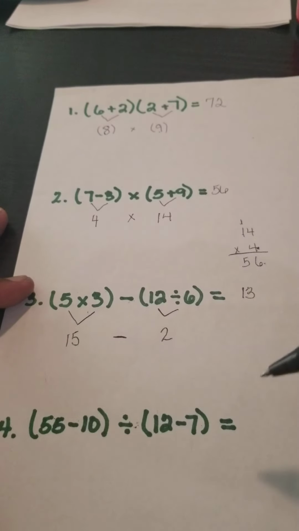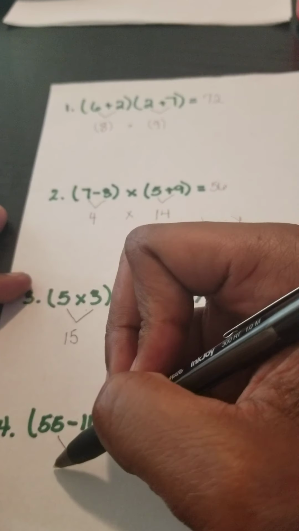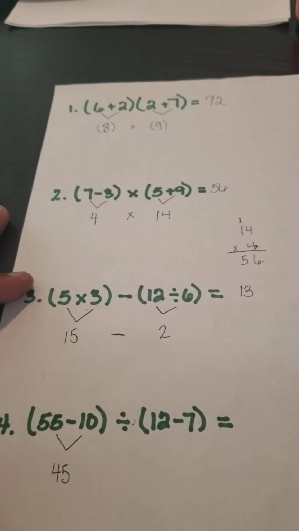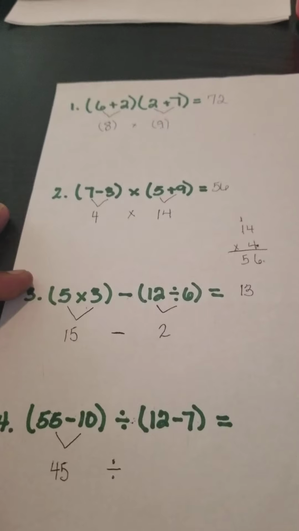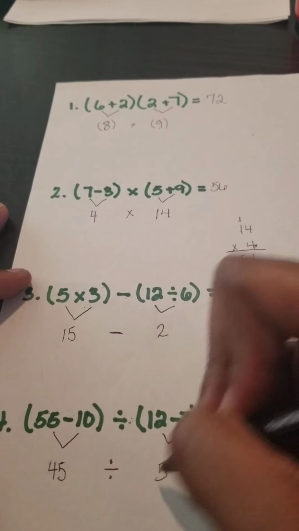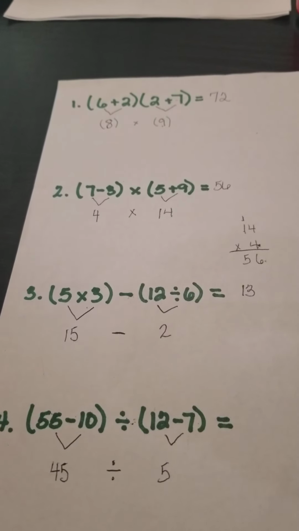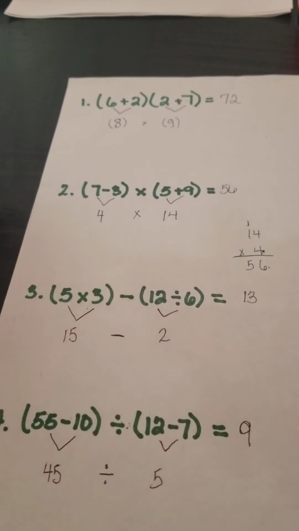All right. So let's get to it. 55 minus 10 will give me 45. Bring down my division. 12 minus 7 is 5. So now we have 45 divided by 5, which will give us 9.